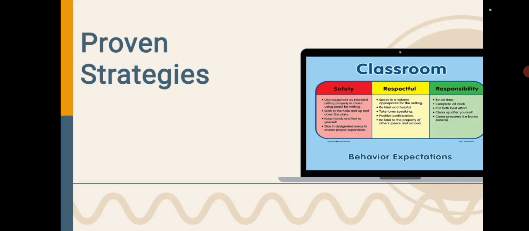Talking about the proven strategies, these are proven strategies that have worked in ensuring that the classroom is managed effectively, and they center on the behavioral expectations both from the learners and from the classroom managers. So these center on safety, being respectful, and having a high sense of responsibility. Once these things are put in place, the classroom will be managed effectively.